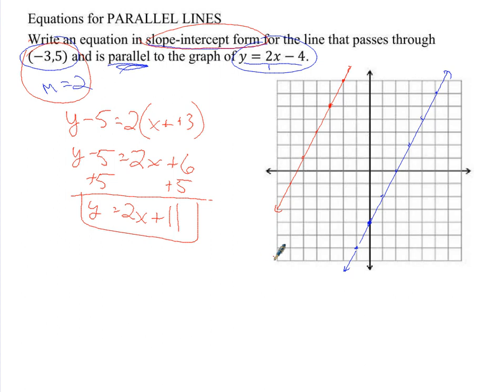Now, do these two lines look like they're ever going to cross? No. They are parallel lines. They have the exact same slope. They have the same rise over run. They have different y-intercepts. They're never going to cross.